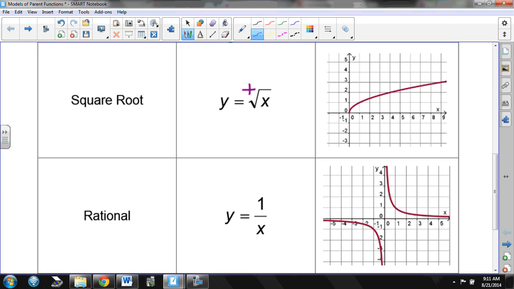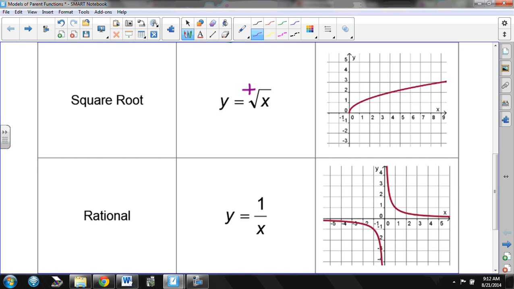If you're solving problems and you take a square root, it's important that you remember the square root could be positive or negative. But for the parent function here, they're only graphing the positive side, so it will be a function. Look at the shape of the square root parent function.